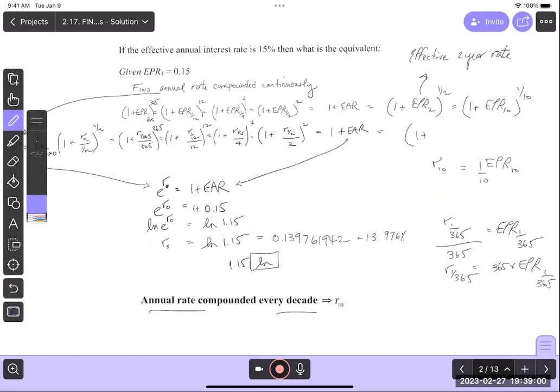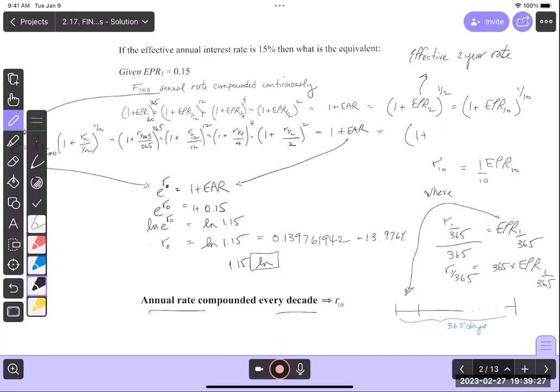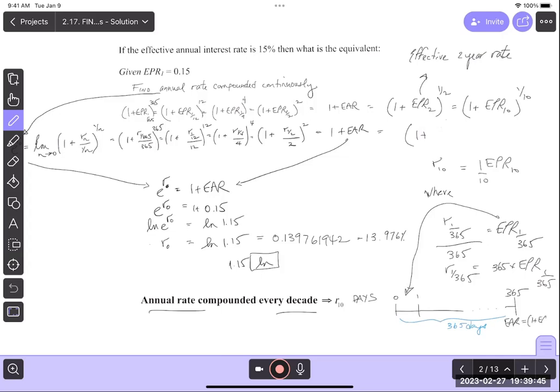I think it will work better if I remind you of the timeline. So for every day you pay daily interest for a total of 365 days. Right? And we know that to calculate the effective annual rate, we have to do this effective daily rate for 365 periods of compounding. Right? And that should be equal to 1 plus EAR.